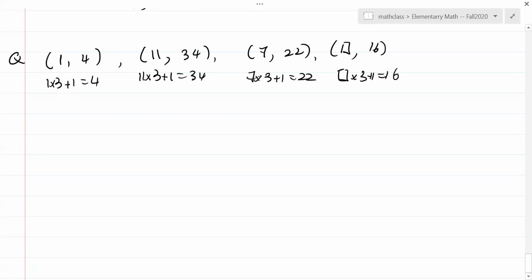Yeah, 16, right? So clearly that number should be equal to 5, right? Then that number should be equal to 5. 5 times 3 is 15, 15 plus 1 is 16. So this is a bit tricky too. You have to really focus on the data, okay?